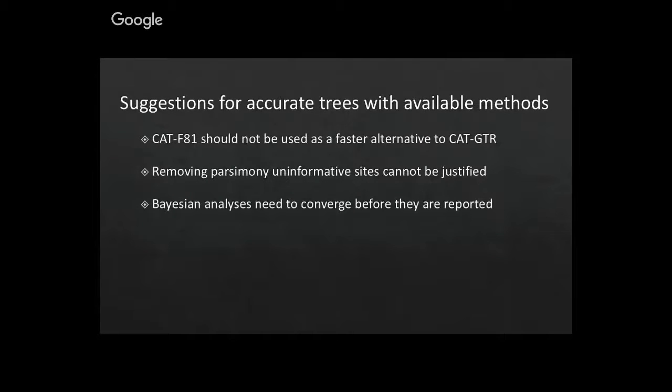And then just kind of suggestions. Hopefully these are things that everybody can disagree or agree on. I know some of the things that I probably said today in terms of the performance of site-heterogeneous models might be a little controversial, but I think that some of these things are a little less controversial.